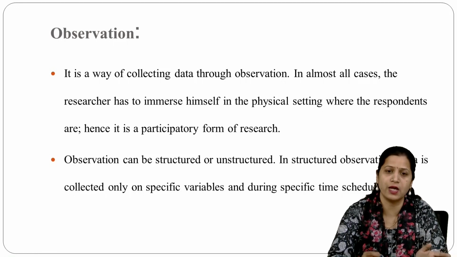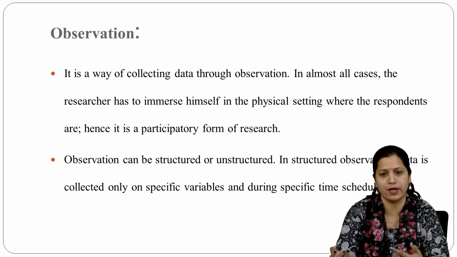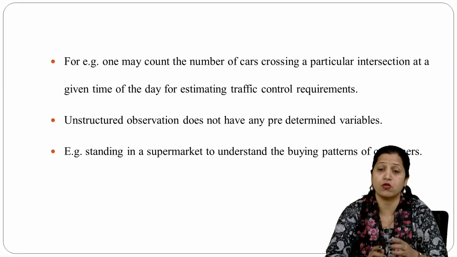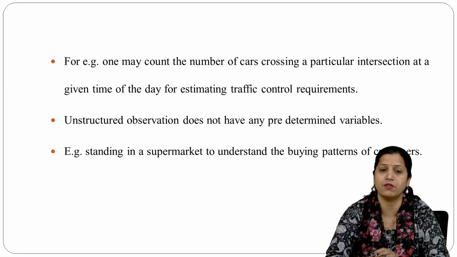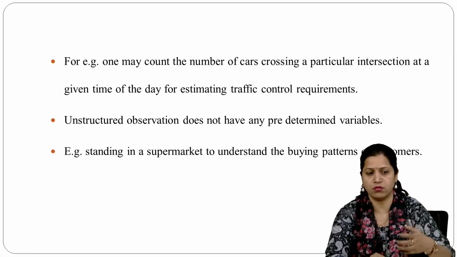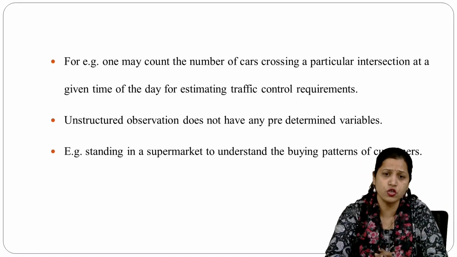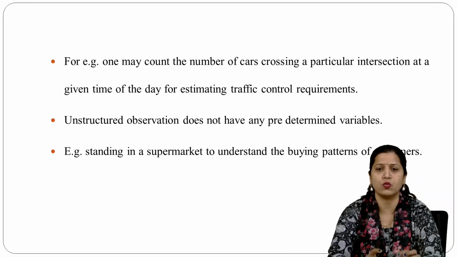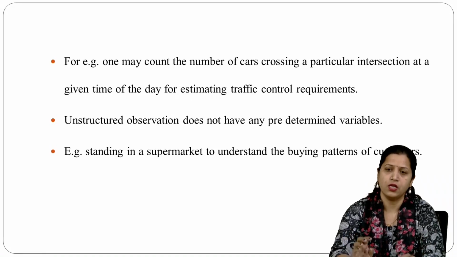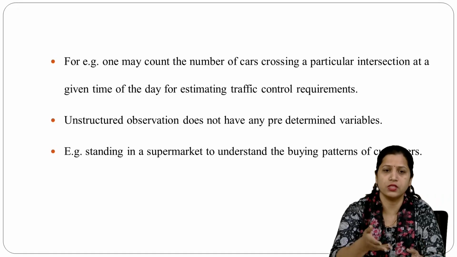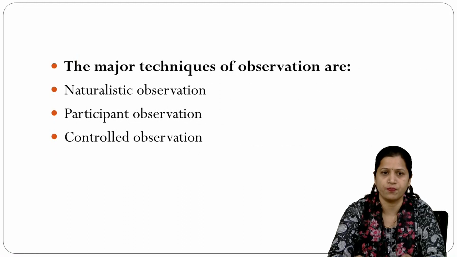Observation can be structured, and it can also be unstructured. For example, one may count the number of cars crossing a particular intersection at a given time of the day for estimating traffic control requirements. How many cars are passing through the next road. Unstructured observation does not have any predetermined variables, like standing in a supermarket to understand the buying patterns of the customers. So, how many customers are visiting daily? This is called unstructured observation.